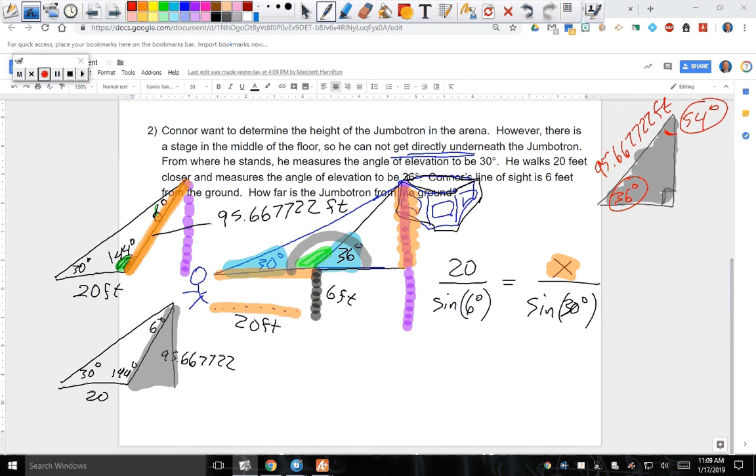You would use the sine of 36 degrees. Remember, from SOHCAHTOA, sine is opposite over hypotenuse. Opposite is what we're looking for, that's the height. Hypotenuse is what we found from that other piece. So we're going to say sine of 36 is equal to x over 95.667722. Let's put that in our calculator and see what we get.